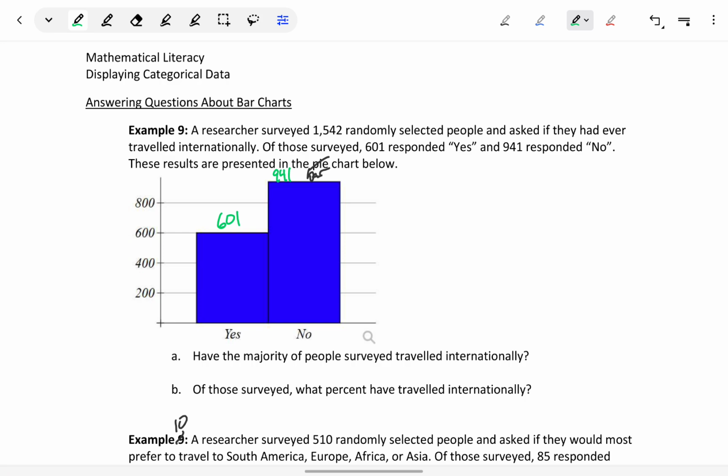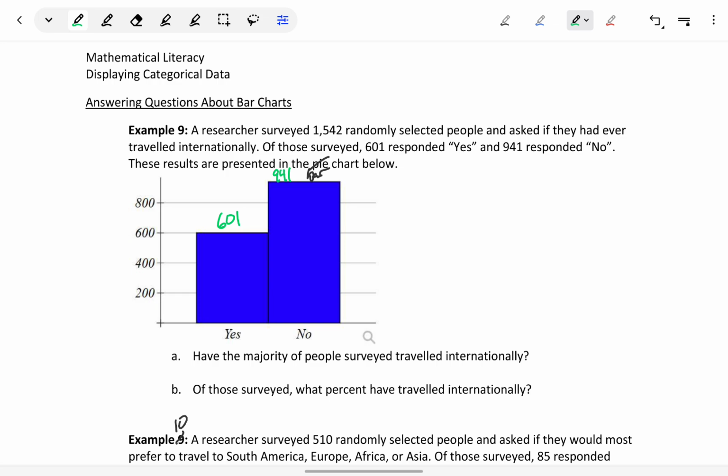In part A, we're asked, have the majority of people surveyed traveled internationally? The way our pie chart information was set up, that was very easy to answer because everything was provided in percentages. With bar charts, information can be presented in percentages, but in this case it's being presented as counts. So the question is, have the majority of people surveyed traveled internationally?